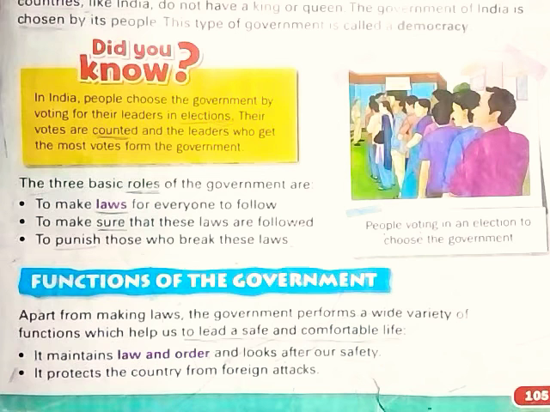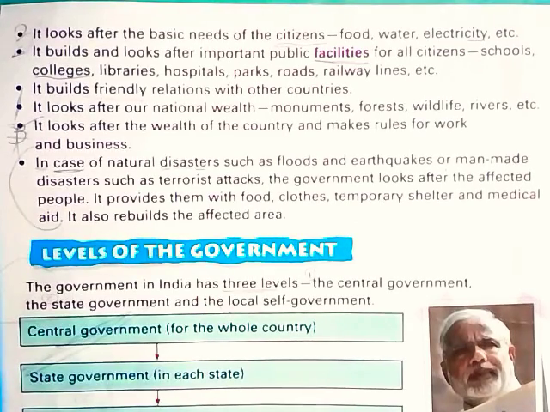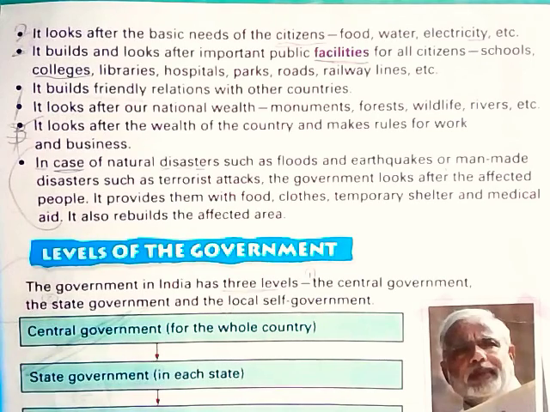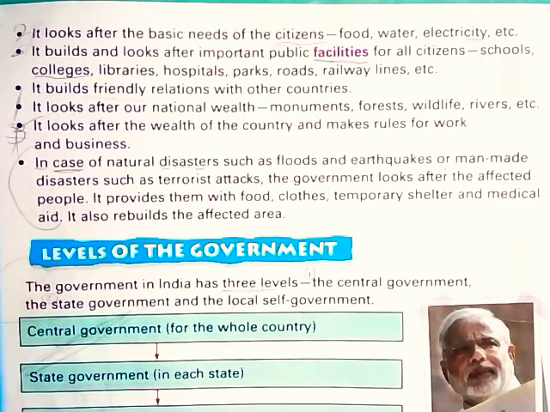Functions of the government. Apart from making laws, the government performs a wide variety of functions which help us to lead a safe and comfortable life. It maintains law and order and looks after our safety. It protects the country from foreign attacks. It looks after the basic needs of the citizens: food, water, electricity, etc. It builds and looks after important public facilities for all citizens: schools, colleges, libraries, hospitals, parks, roads, railway lines, etc.